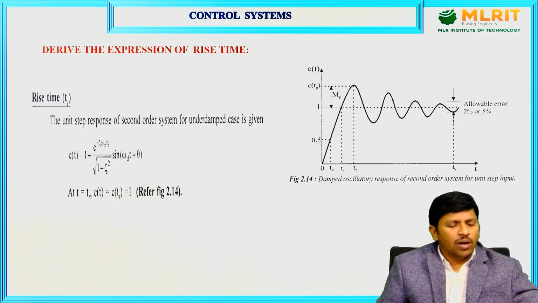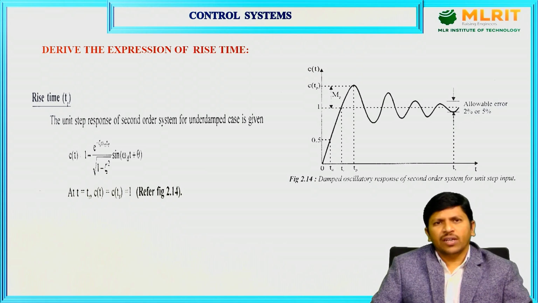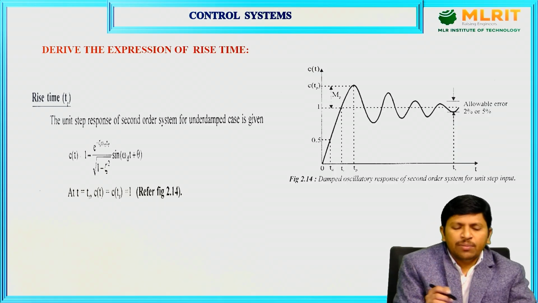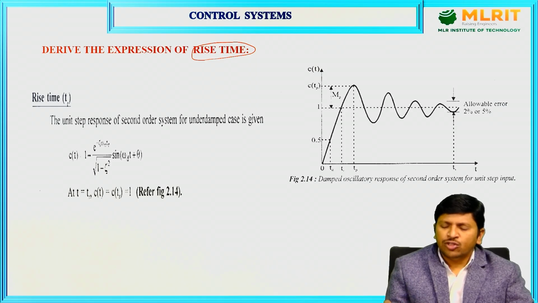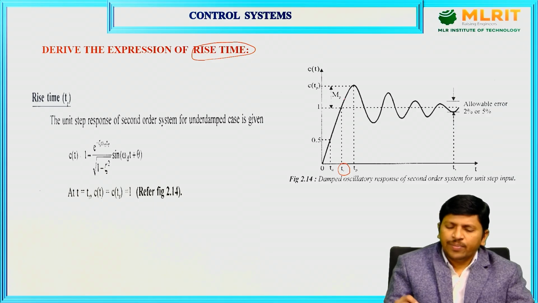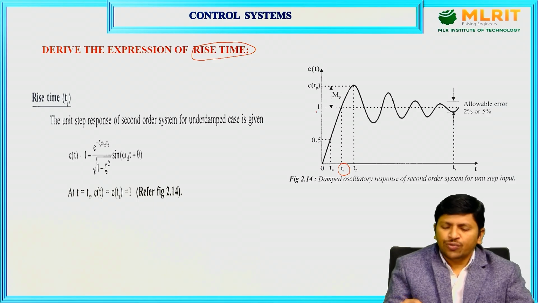First, we need to derive the rise time. Derive the expression of rise time here, right? So what is meant by rise time? In the previous class I explained each and every definition of time domain specification. Rise time is, observe in this graph, this is t suffix r, that is the rise time. The time taken for the response to rise from 0 to 100% of its final value is known as the rise time, right?